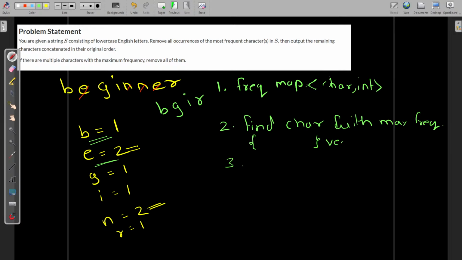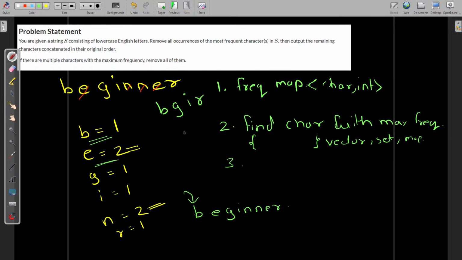We can store them in a vector or in a set or a map or something. We also need to be able to check, when I am going through the original string and printing my answer, I will first jump on B and check if this is a character with maximum frequency or not. So I need to be able to check very fast if this character has maximum frequency or not.